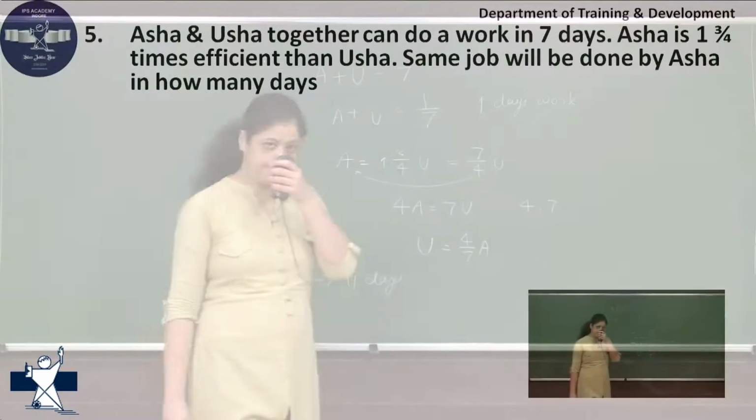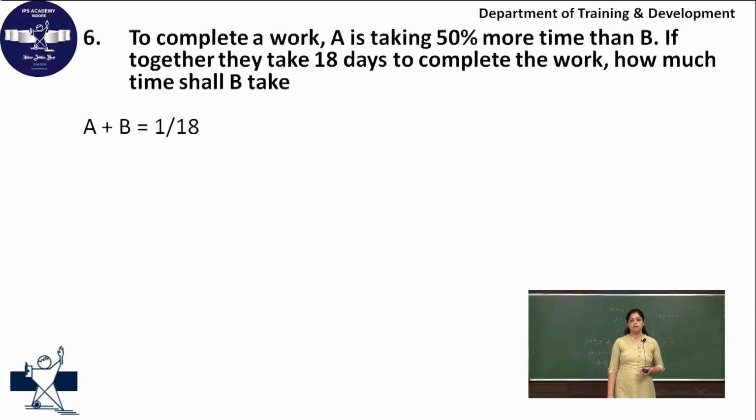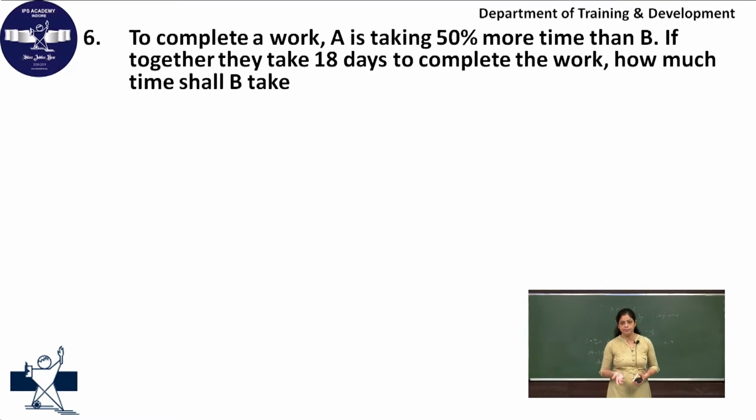Okay, next we will see the same calculation. To complete a work, A is taking 50% more time than B. If together they take 18 days to complete the work, how much time shall B take? Now here more has come. Last time that more was given by mistake, but this time it is given correctly. So whenever more comes, you have to add in the original. Whichever one the efficiency ratio is derived from, in that we will add one more.